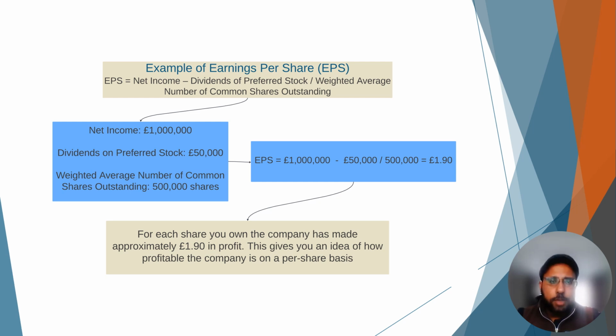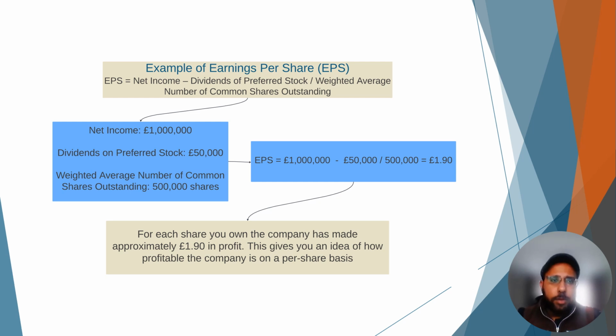But just to remind you, if a company does not have preference shares or preferred stock, or any form of distribution, you don't have to include that in the equation. So it will then just be net income divided by the average number of shares in the market, based on the year that they're looking into.